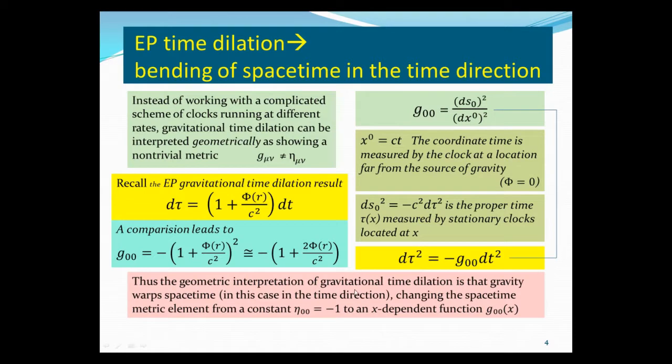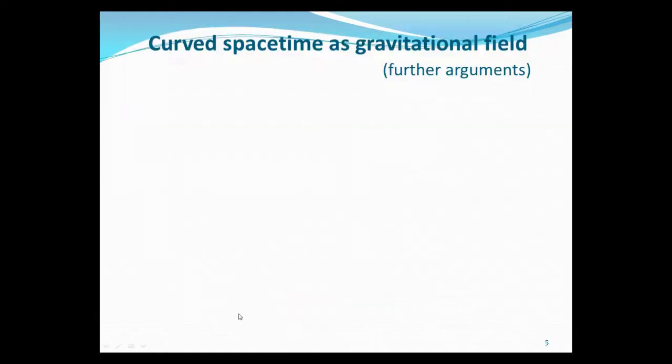The interpretation of gravitational time dilation is that gravity is warped space-time. In this case, in the time direction, it means g00 is different from minus 1, changed from minus 1 to an x-dependent function like this. Okay, so that's the geometric interpretation of gravitational time dilation. So we're going to see further arguments for that.